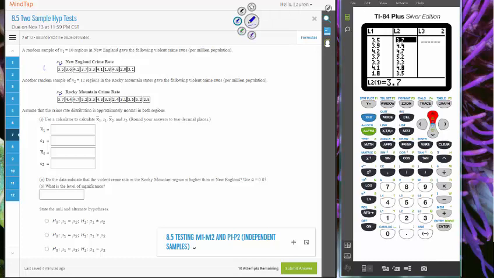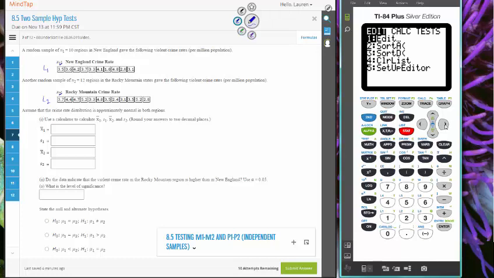So I've entered the information into list 1 and list 2 to easily calculate the mean and the standard deviations of the two. So you'll see that on the calculator here. List 1 and list 2 contain those values. To find the mean and the standard deviation of each, we need to run one variable statistics on list 1 first. The mean of list 1 is 3.53.